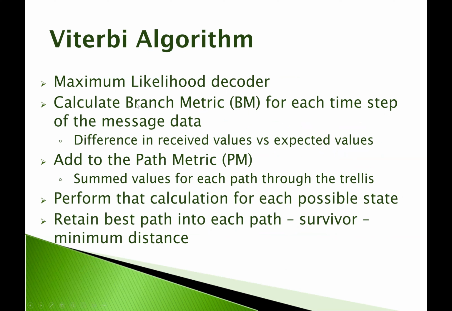So we calculate this branch metric at each timestamp, and then we add it to the path metric. So these are the summed values for each path through the trellis. And we're going to perform that calculation for each possible state. We're going to retain the best path into each, well, each state node. Sorry, that's a bit of a typo there. We're going to retain this best path, and we're going to call that the survivor. And we're going to do that based upon a minimum calculated distance.